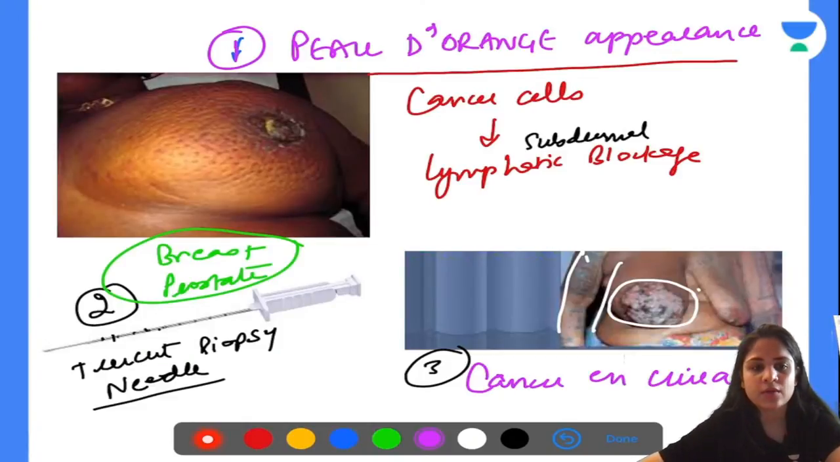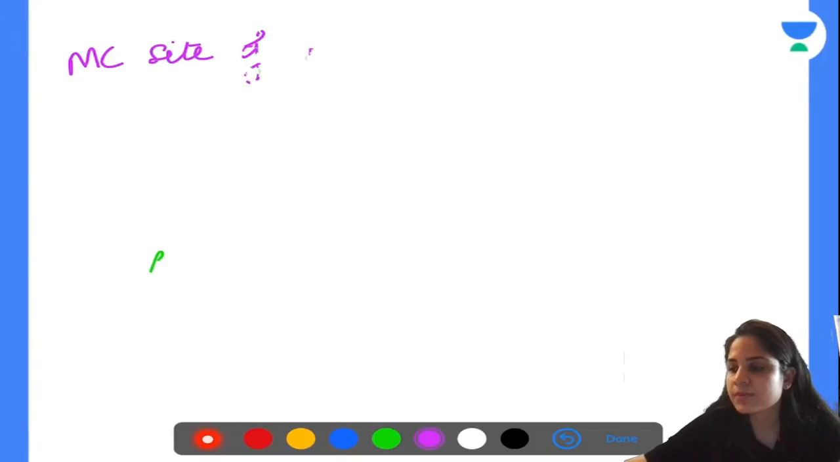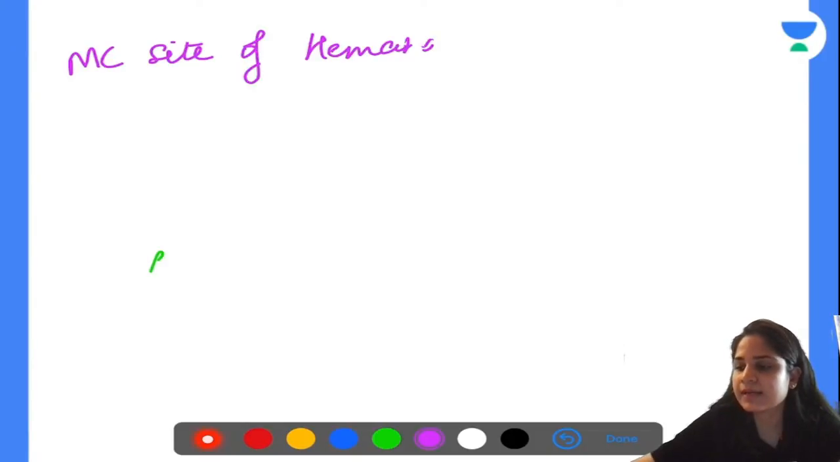All right. Okay. Now, one question that I wanted to ask you guys, since we are talking so much about CA breast. So, what is the most common site of hematogenous spread in CA breast? Most common site of hematogenous spread in CA breast.